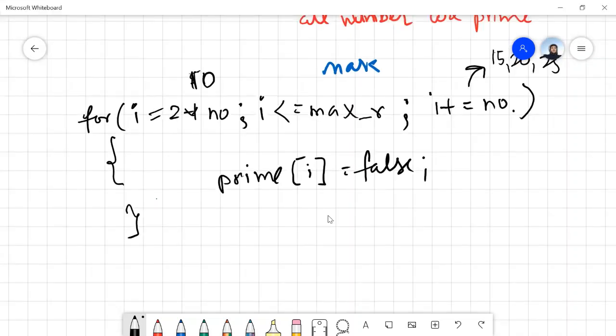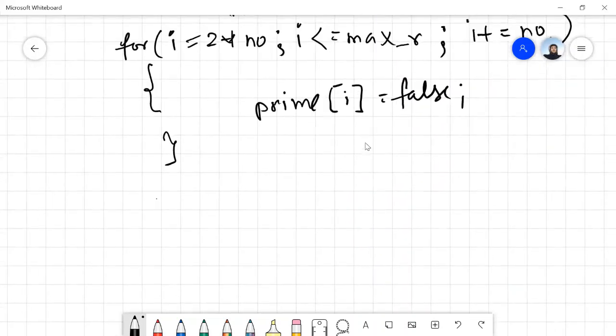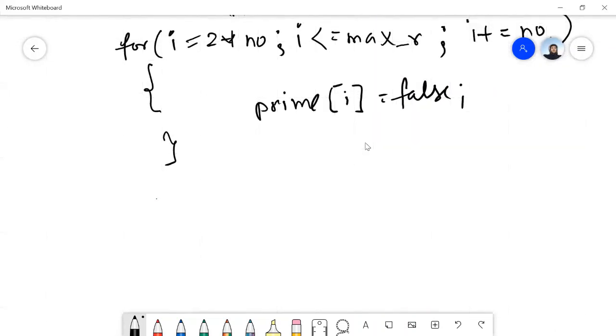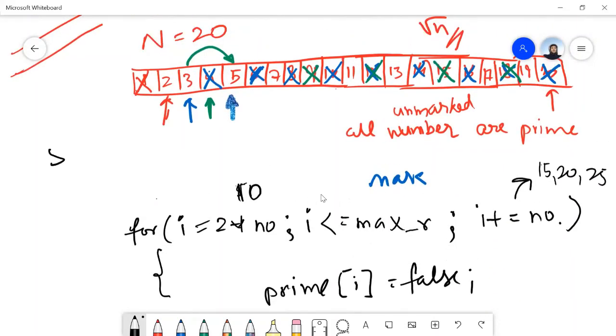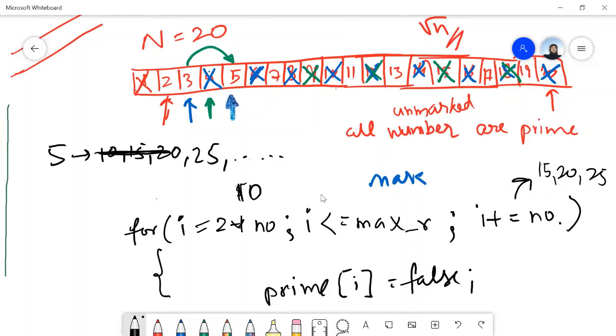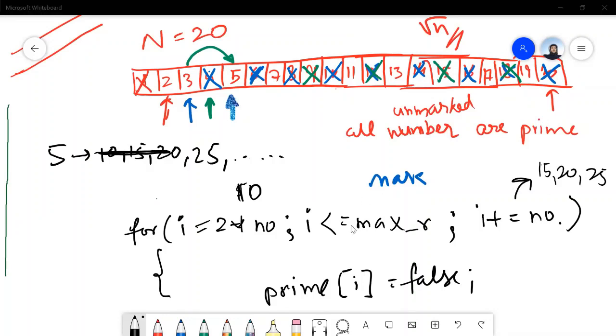But we can also further optimize it. How we can further optimize it is, as you can see here in the upward solution, while I'm checking for 5, I should mark 10, 15, 20, 25, and in this way it goes on. But as you can see, 10, 15, and 20 are already marked. So I don't need to check for 10, 15, and 20. I directly need to check from 25.